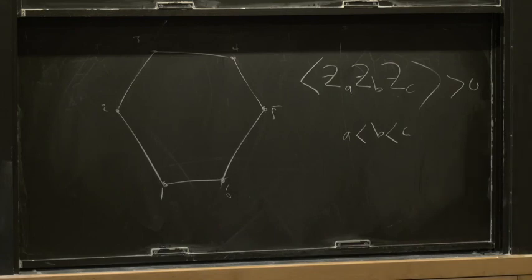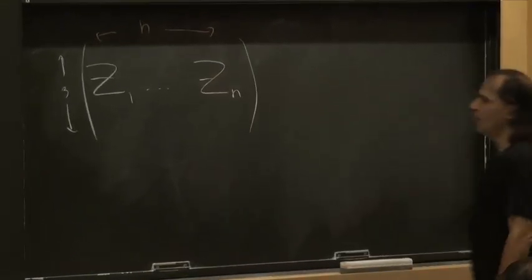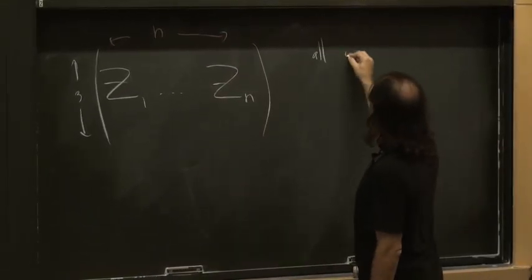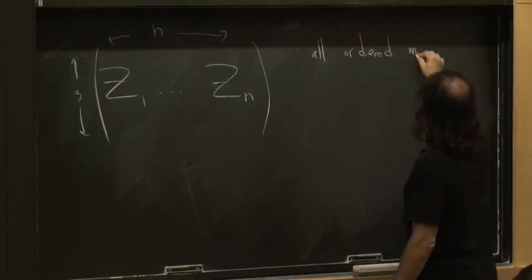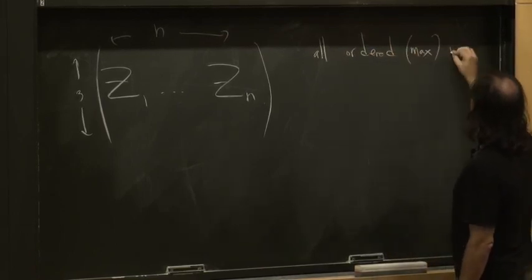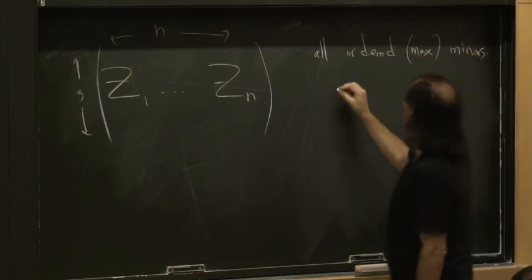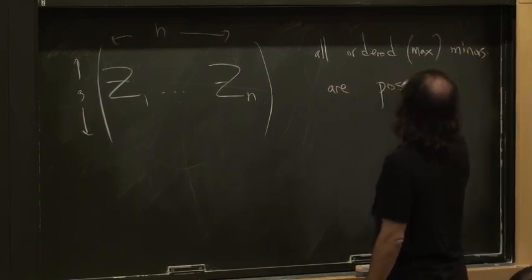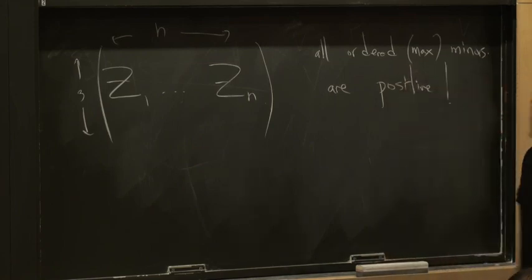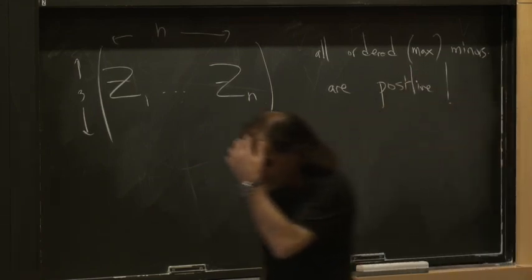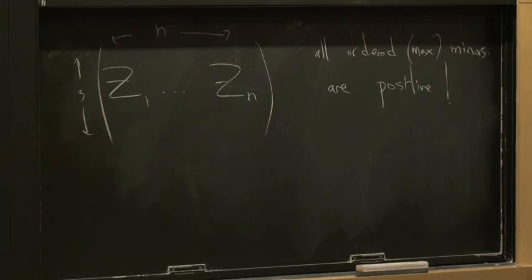In fact, if I stack the matrices together, Z1 through Zn, into a 3×n matrix, another way of saying it is simply that all the ordered maximal minors, the 3×3 minors, are positive. All right, any questions about this?